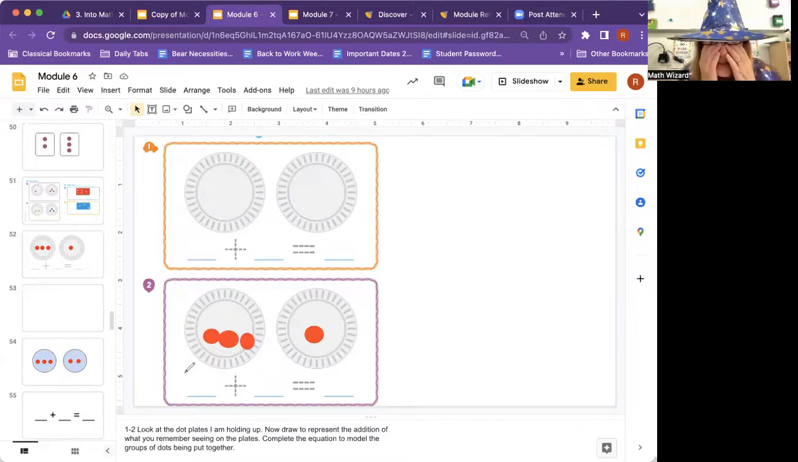How would we write the equation for that? Let's close our eyes first and count all of those in our head. Count all of those dots that are on the plate. What would your answer be? And then we'll check. I think maybe 4. Let's see. 1, 2, 3 plus 1 equals 4.